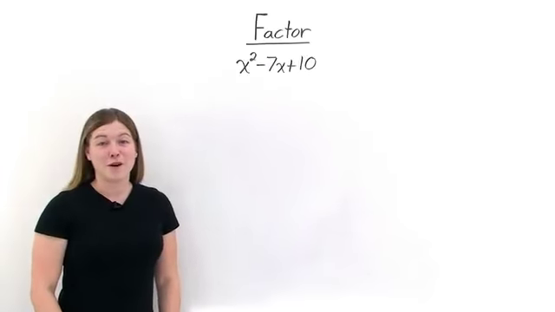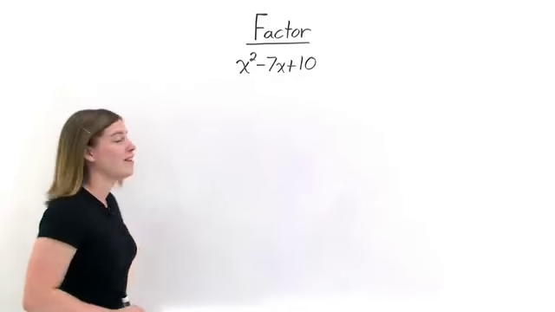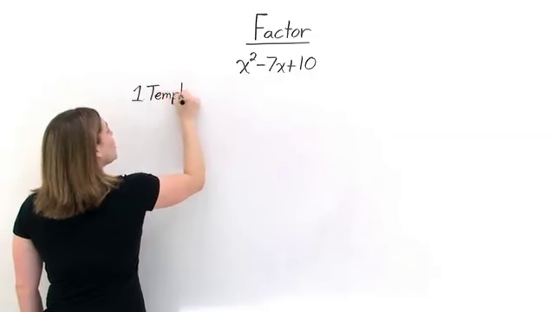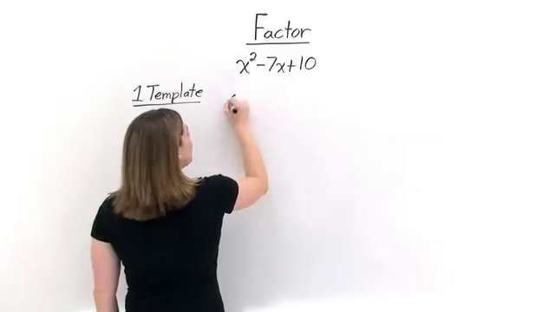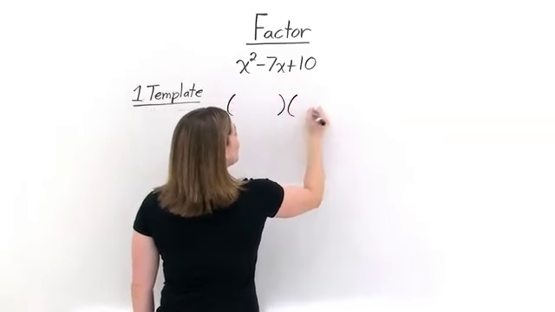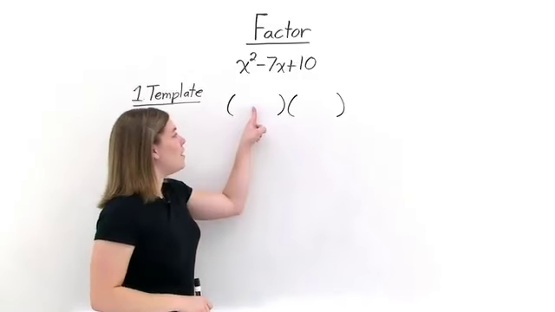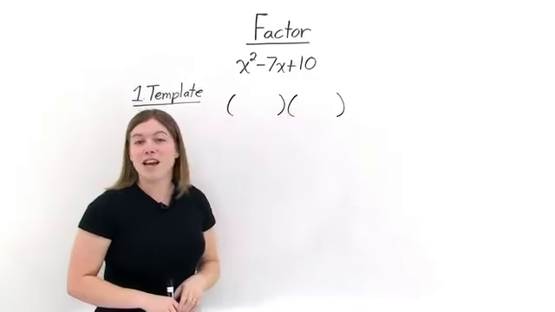Let's factor this polynomial into the product of two binomials. To factor a polynomial like this one, we first want to determine the template we're going to use. And since we're trying to factor this polynomial into the product of two binomials, our answer will look something like this.